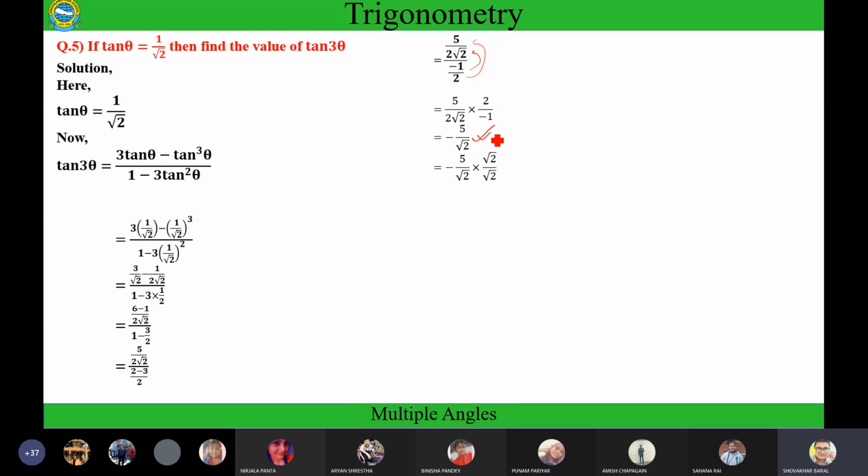Okay, I need to mention one thing here: if the answer has a square root in the denominator, what you need to do is rationalize the denominator.